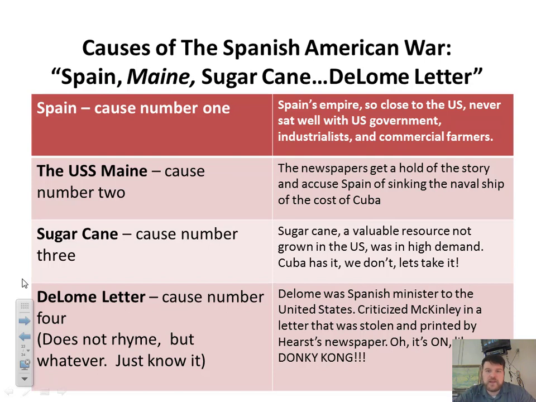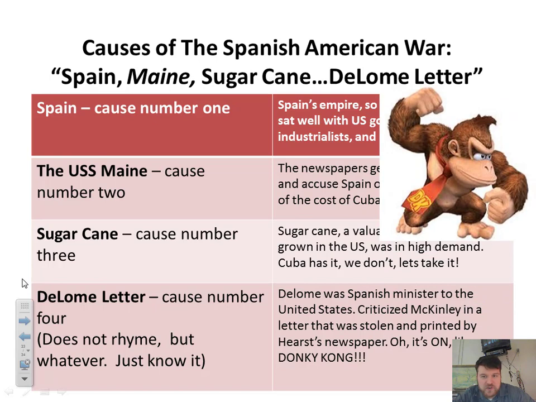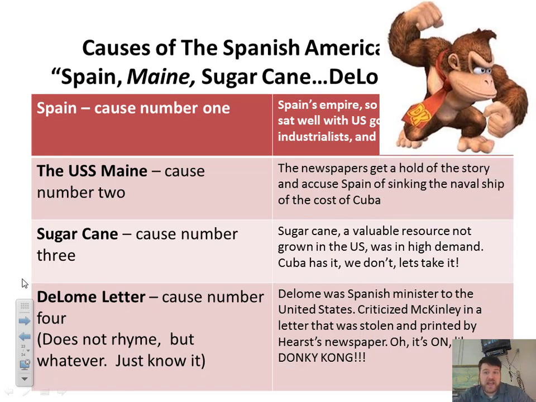Then the Delome letter. This guy Delome was the Spanish minister to the United States, and he writes a really critical letter about President McKinley. And once the newspapers get a hold of this letter in which the minister is criticizing McKinley, that creates a whole other uproar, and then it's on like Donkey Kong, as you can see in the corner. This, again, just adds to the rhetoric, the tension between Spain and the United States. McKinley can't look like he's a weak president, and he can't let Spain basically call us out. So this is sort of like the final straw.